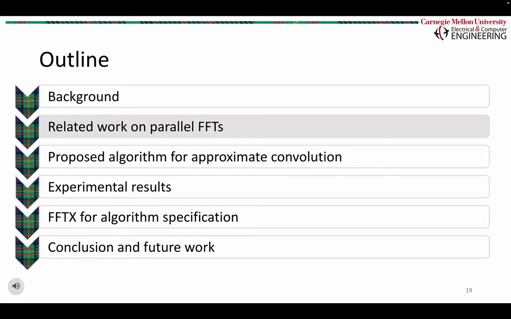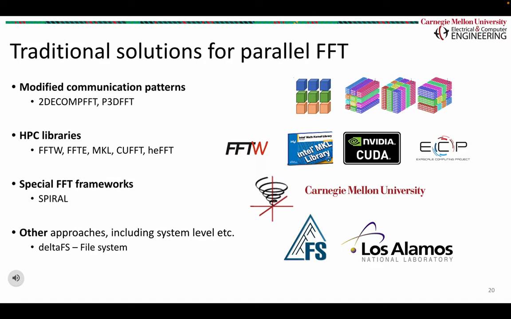Moving on to related work on parallel FFTs. There are many existing solutions for computing parallel FFTs. First are some modified communication pattern FFTs, such as the P3D FFT or 2D Comp FFT. There are also many HPC libraries, such as FFTW, which is the widely used standard, FFTE, which has many optimizations but it's restrictive in some ways, MKL, QFFT, HEFFT, which is an upcoming exascale framework. There are also special FFT frameworks like Spiral, and other approaches, including system-level approaches like DeltaFS file systems and so on.